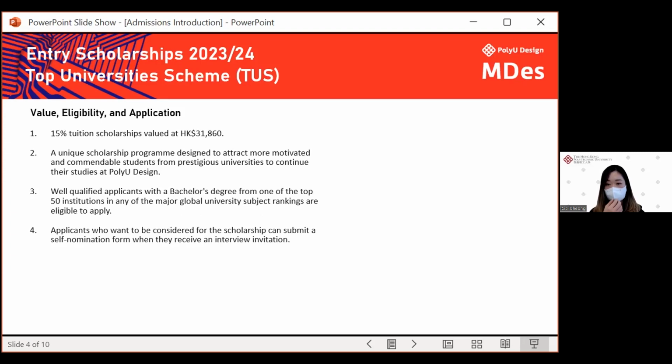The second one will be the TUS, the Top University Scheme. It is also for the non-local student. The scholarship value is 15% of the tuition fee, which is around 31,000 Hong Kong dollars. This is a scholarship designed to attract more motivated and commendable students from the university to continue their study in PolyU Design. If you want to apply, you may submit the self-nomination form when you receive the interview invitation. You could get more details when you receive the interview invitation.